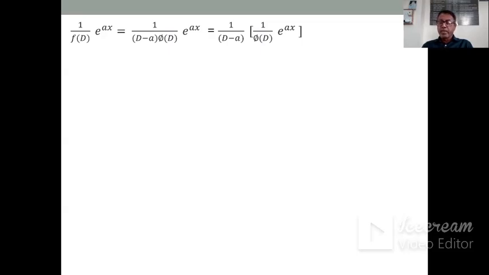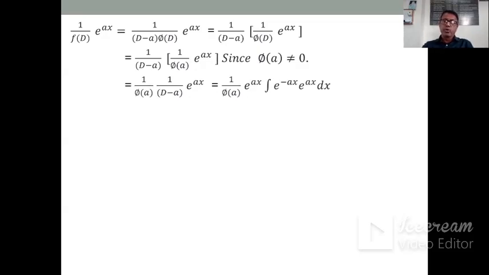Using that theorem, if we compare this square bracket with that previous theorem, then here it is given that phi of a is not equal to 0. Therefore, if we operate 1 upon phi of D on e to the power ax, this must be equal to e to the power ax upon phi of a. Since phi of a is not equal to 0, we get this result.